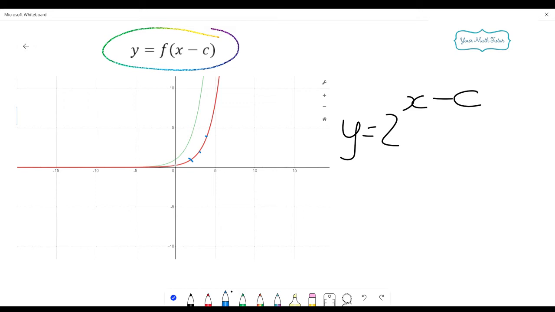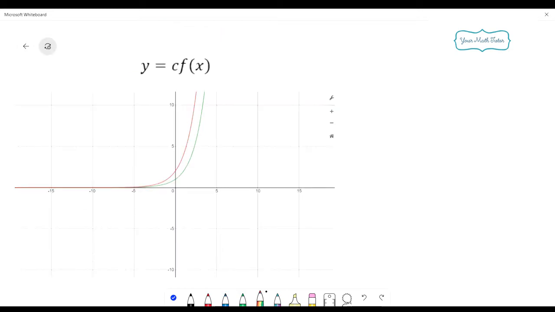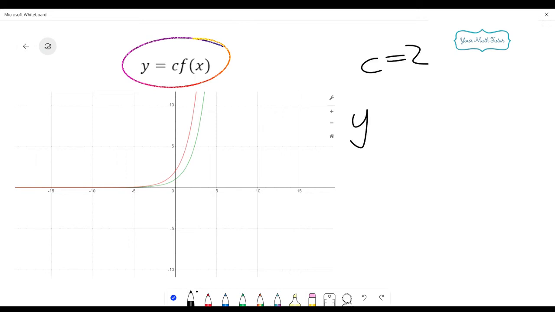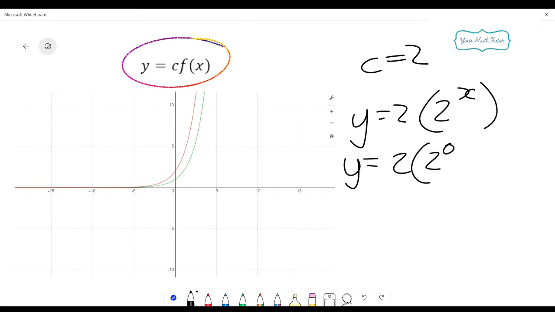So everything has shifted 2 units to the right. So now for this transformation, which multiplies the graph of f(x) by c, for us c is equal to 2. So now we have y is equal to 2 times 2 to the power of x. So for x is equal to 0, we're going to have y is equal to 2 times 2 to the power of 0, which is equal to 2 times 1, then y is equal to 2.